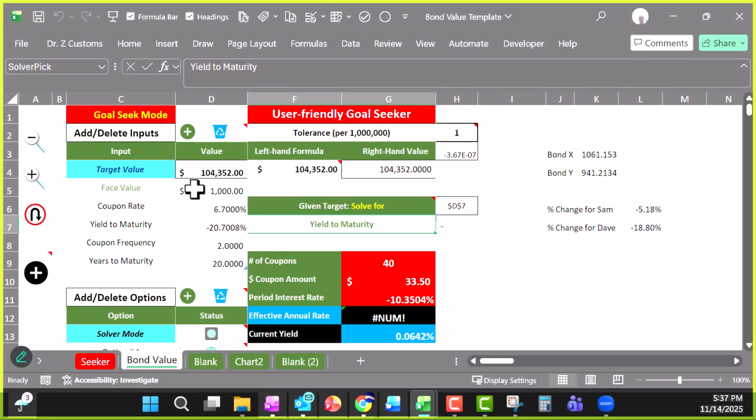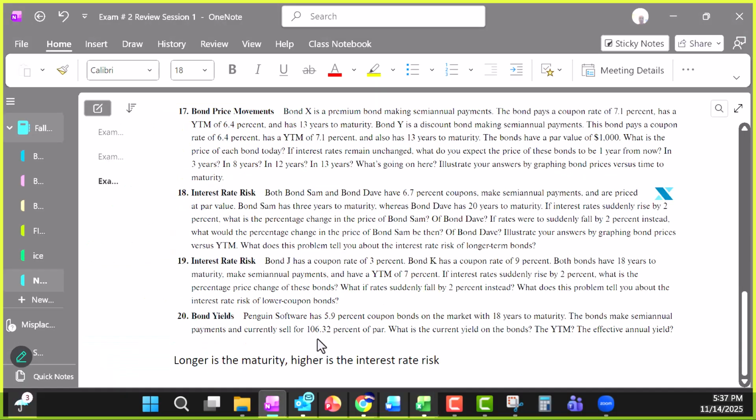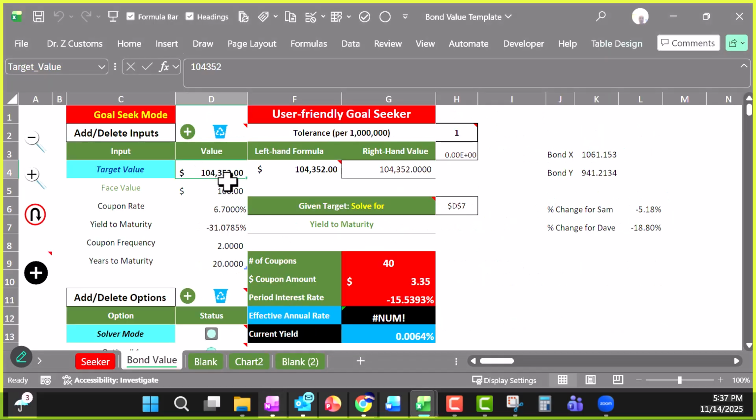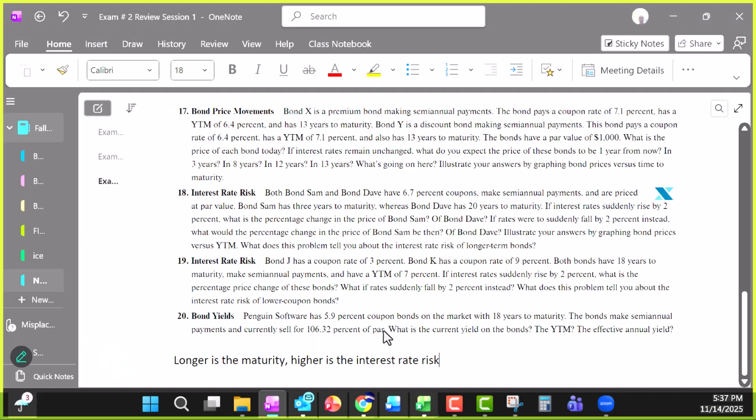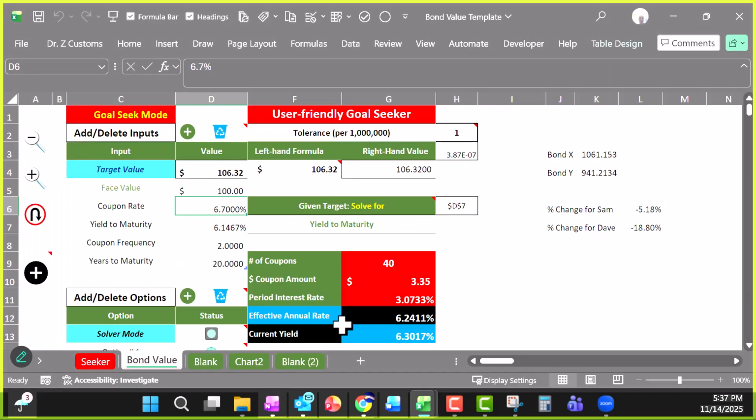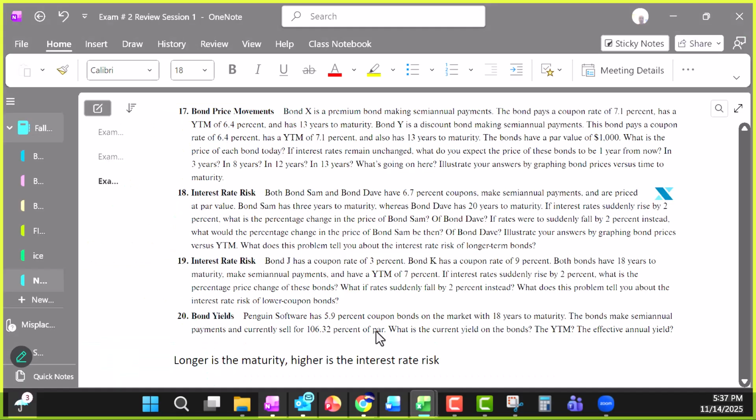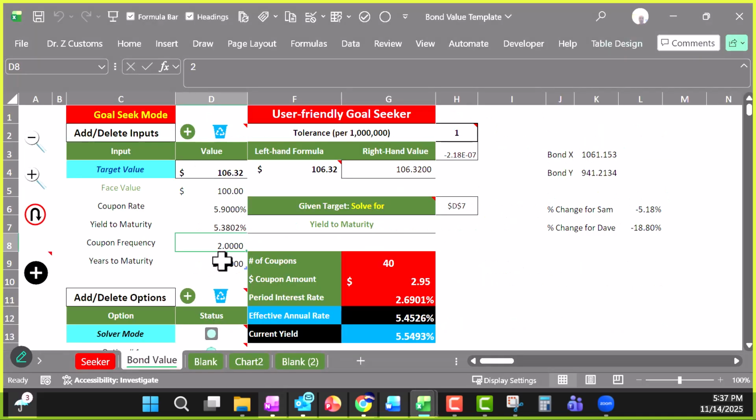Assume face value of 100. It trades at 106.32. Coupon rate is 5.9, semi-annual, and 18 years to maturity. Okay. It automatically solves for the yield to maturity. Now, this also calculates the current yield.